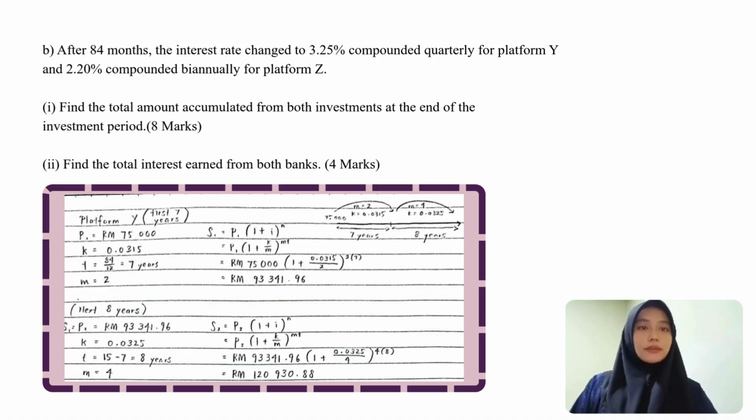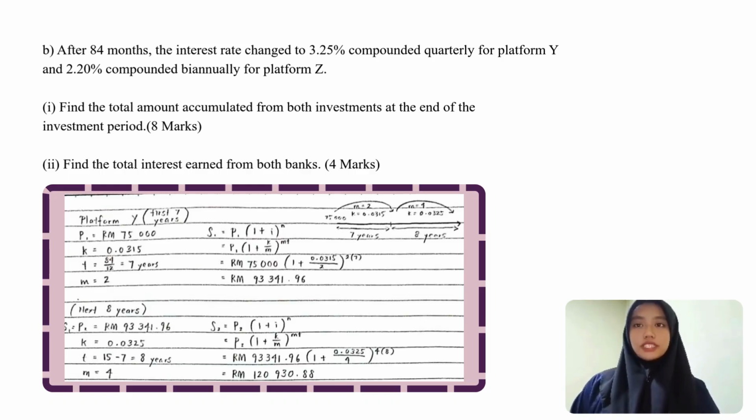Assalamualaikum and hi everyone. My name is HUMAIRA binti Saniji. Student ID is 2025890656. So today I will discuss question 1, B1 and B2. After 84 months, the interest rate changed to 3.25% compounded quarterly for platform Y and 2.20% compounded biannually for platform Z. B1. Find the total amount accumulated from both investments at the end of the investment period. B2. Find the total interest earned from both banks.